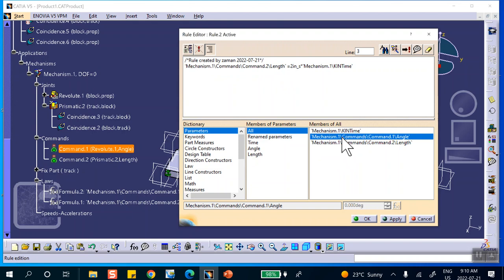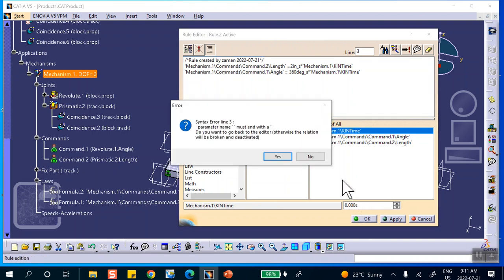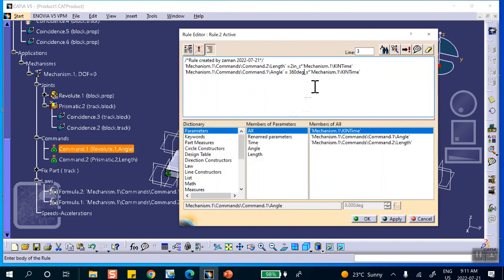Angle. Okay, angle equal to 360 degrees DEG underscore S times time. And I didn't put any braces. I don't think that was an issue, but we'll find out. Parameters must end with... do you see anything obvious there?